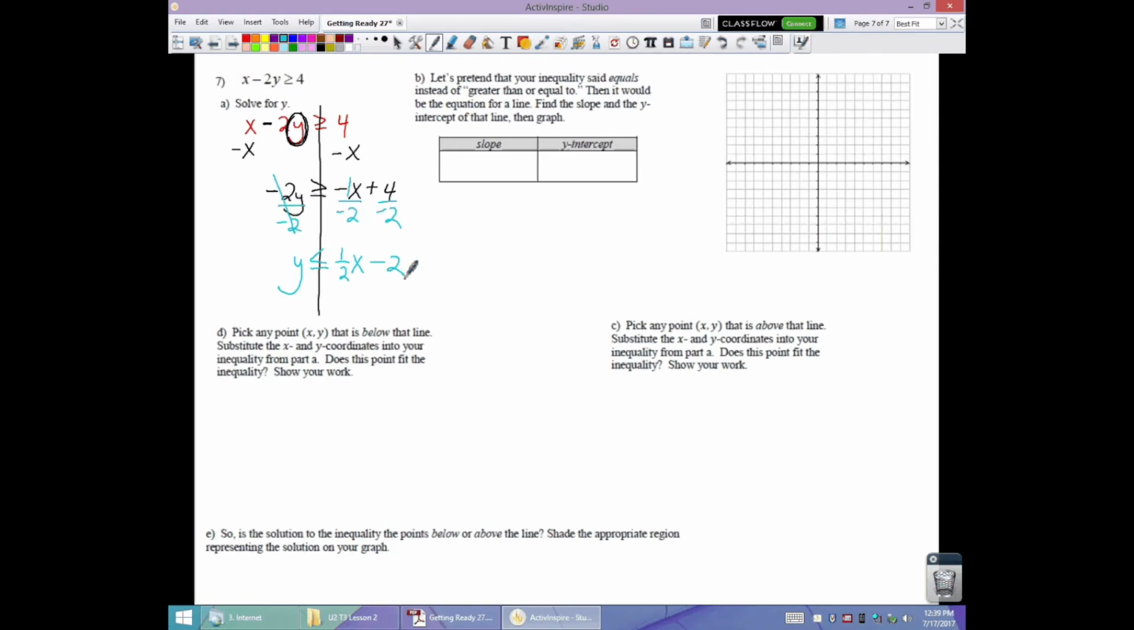So, part B says, let's pretend that your inequality said equals instead of greater than or equal to. Then it would be an equation for a line. So we're saying we're going to pretend that we have solved this and gotten y equals 1/2 x minus 2. Then, in that case, the slope of that line is 1/2, and the y-intercept is -2. All right? Then we want to graph that.